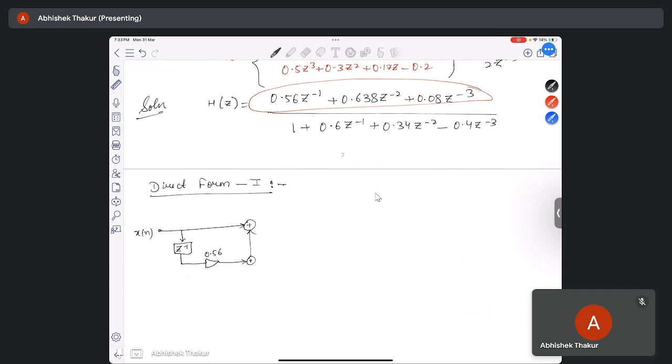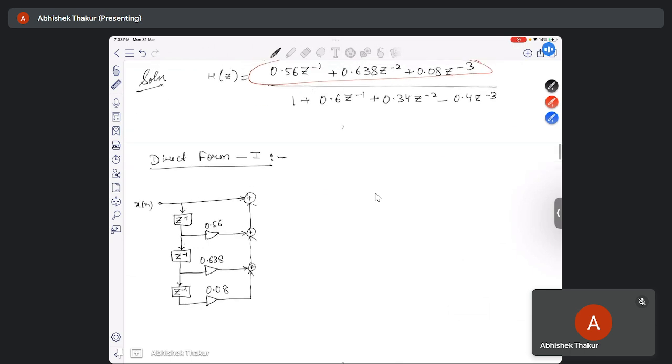Again, the second delay unit is multiplied with 0.638. Now there is a third delay unit that is multiplied with 0.08. Okay. So we have realized the zero part.